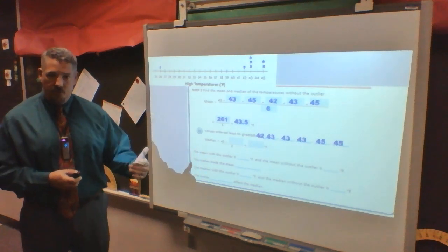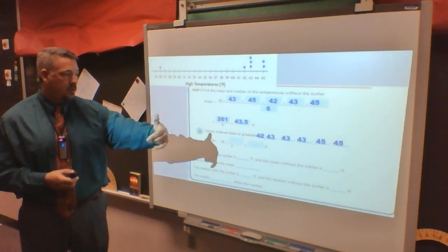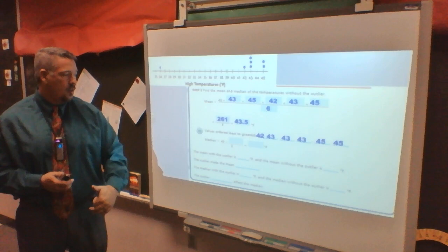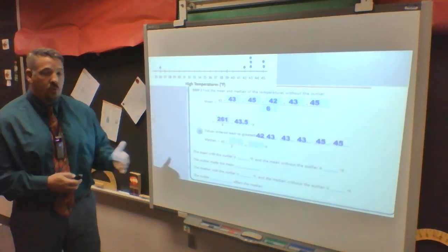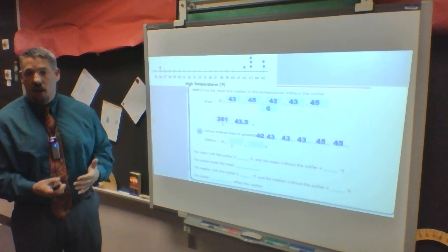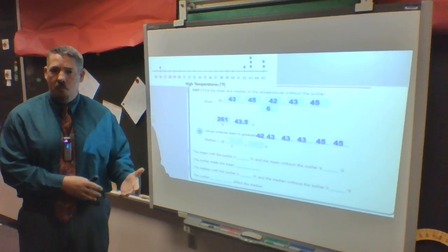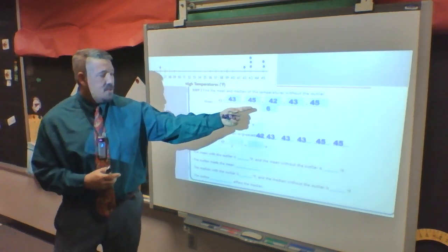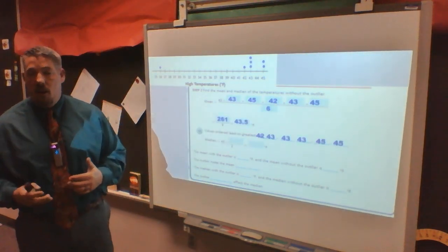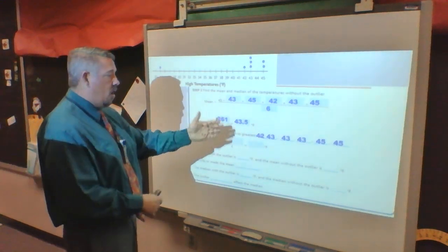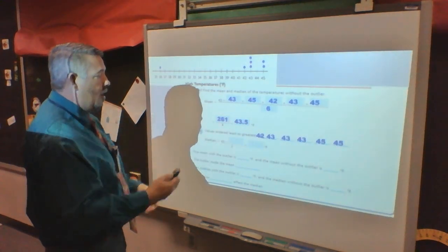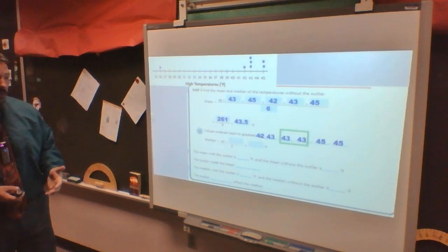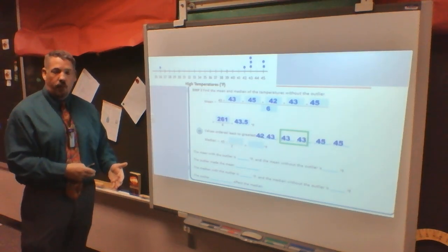I should have my 42 first, my 3 43s, followed by 2 45s. And when I look at the median, I have 2 numbers in the middle that I have to look at. Why do I have to use 2 numbers in the middle? Well, because there are 6 pieces of data there. And when there's an even number, and I cross off from left to right, left to right, left to right, I end up with 2 in the middle. So I focus in on a 43.